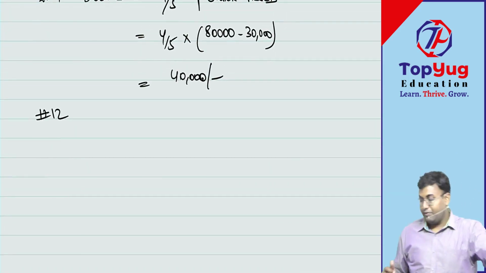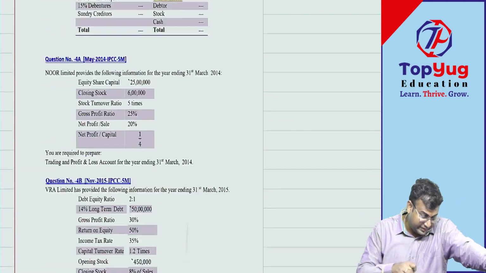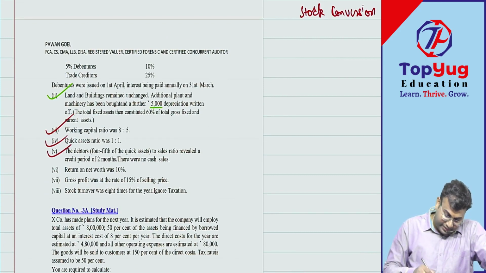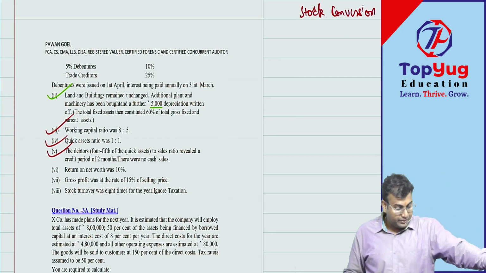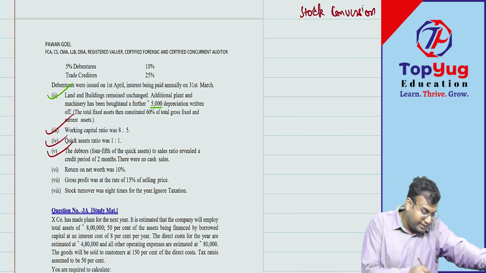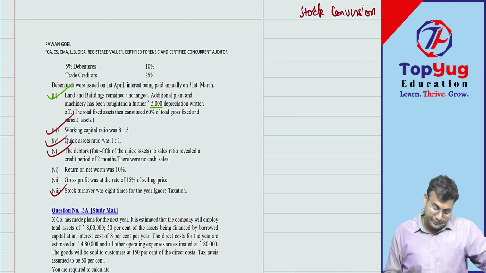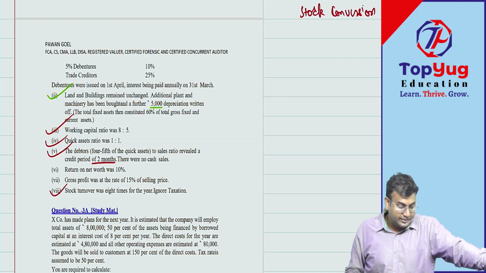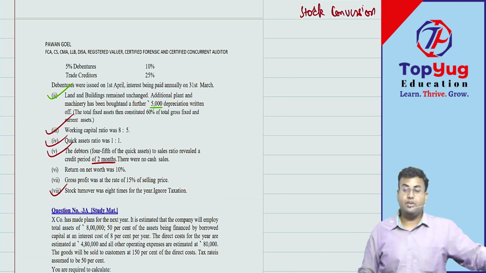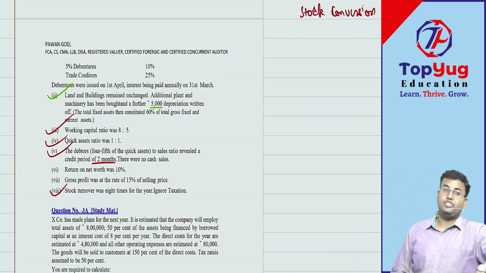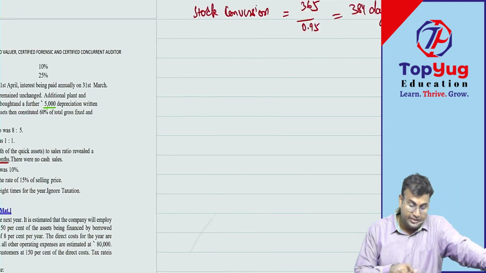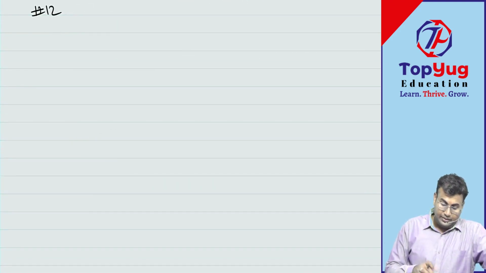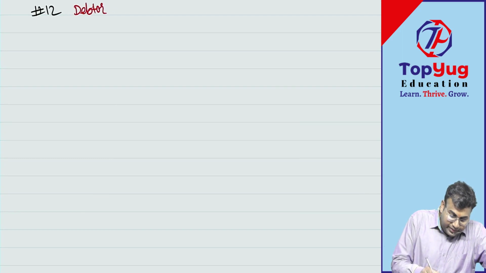Now they have given one more ratio. Let me go back to the question and see what information is left out. I have taken working capital, quick ratio, debtors, return on net worth 10%, gross profit 15, and the stock turnover ratio of 8 times. Now this 2-month one I have to take. Debtors to sales ratio is revealed at a credit period of 2 months. So that means your collection period is 2 months. Simple, no? He has clearly mentioned no cash sales, so whatever sales is credit sales. Can I name this as debtor collection period?